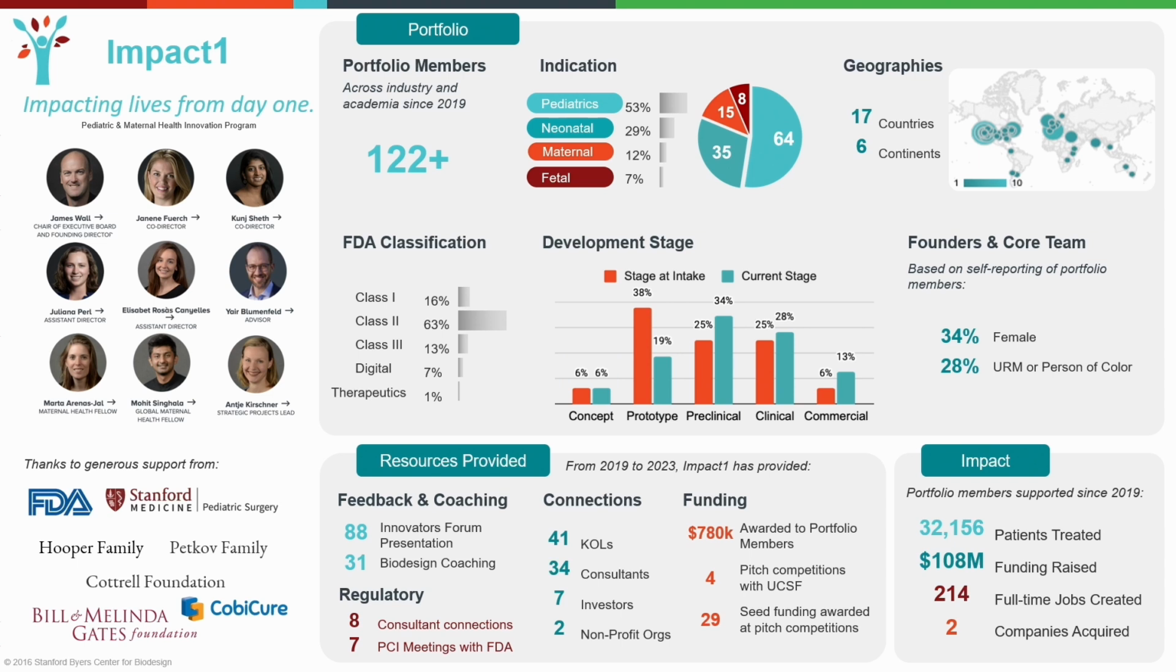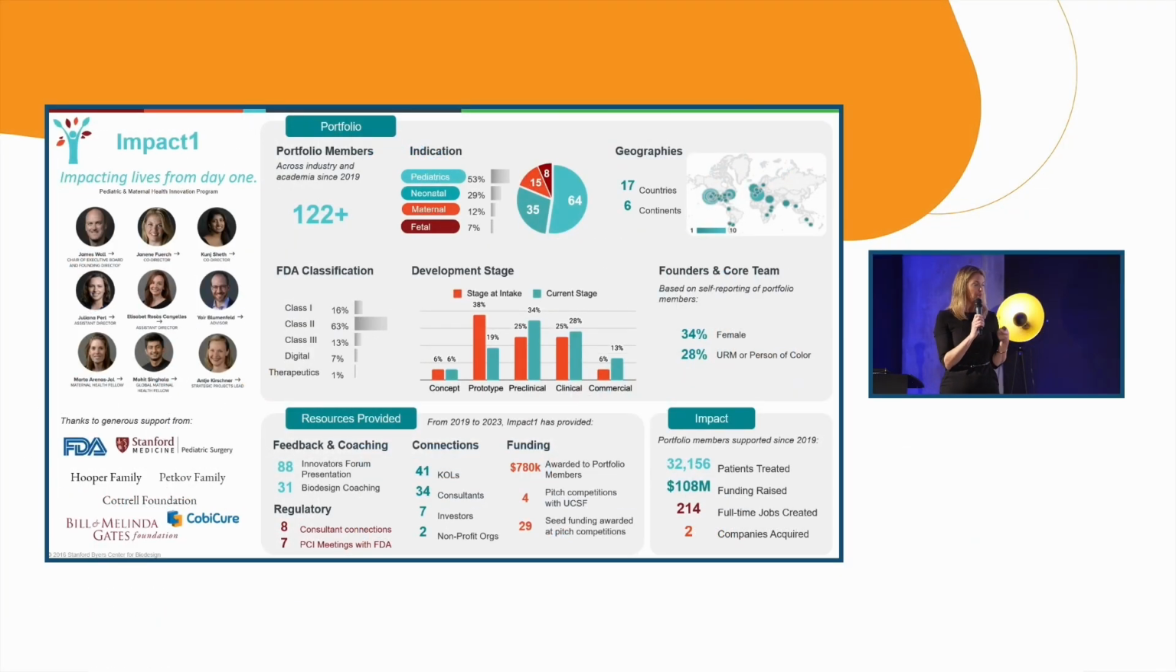They're at any stage, and they're at any FDA classification. We're really proud to say that the founders are very diverse, with 34% being female, and persons of color being 28%. But these companies, since receiving our support, have treated over 32,000 patients, a number that I'd love to share with Josh Mackauer and say, see, we did this in only 2 years. And they've raised over $108 million. We haven't even surveyed them this year. Created over 214 jobs, and 2 companies acquired, but those were ours, so we'll throw those in there.